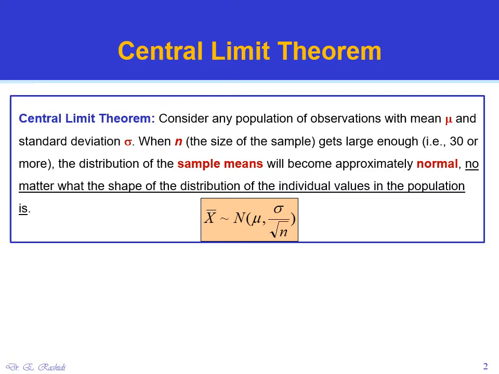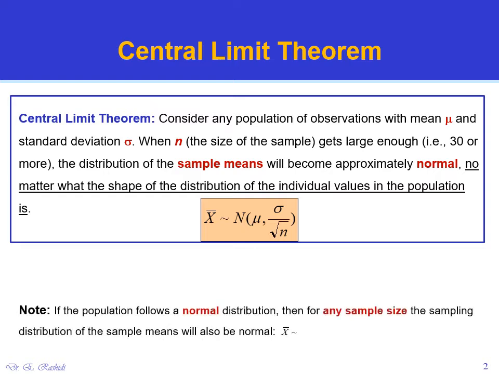When we have the distribution of x bar, the sample means, we can do a lot of things with it. For example, we can find probability, we can develop a confidence interval later on, and that's why this is a very important theorem. If the population follows a normal distribution itself, then for any sample size, no matter if it's greater than 30 or not, the distribution of the sample means will also follow the normal distribution.